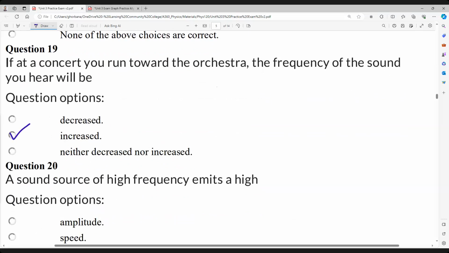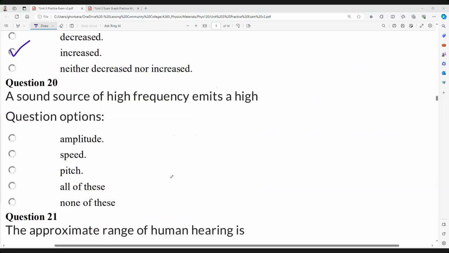Question number 20. A sound source of a high frequency emits a high... Frequency and pitch are kind of the same. High frequency means high pitch, and high pitch means high frequency. So the right answer is just pitch. Perfect.